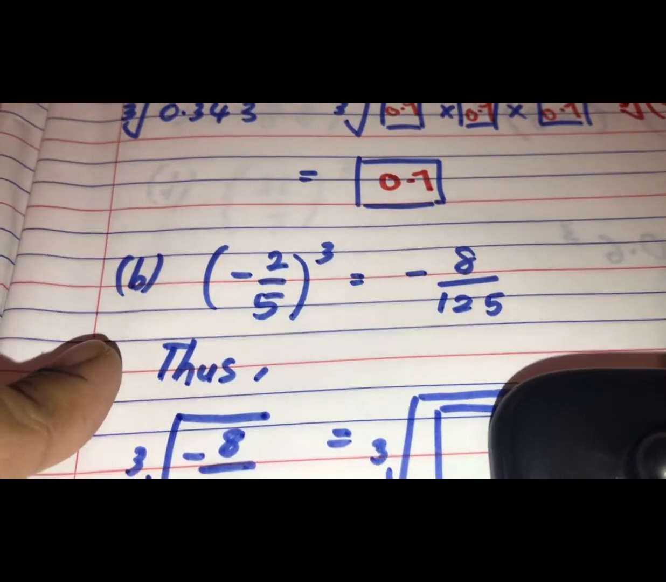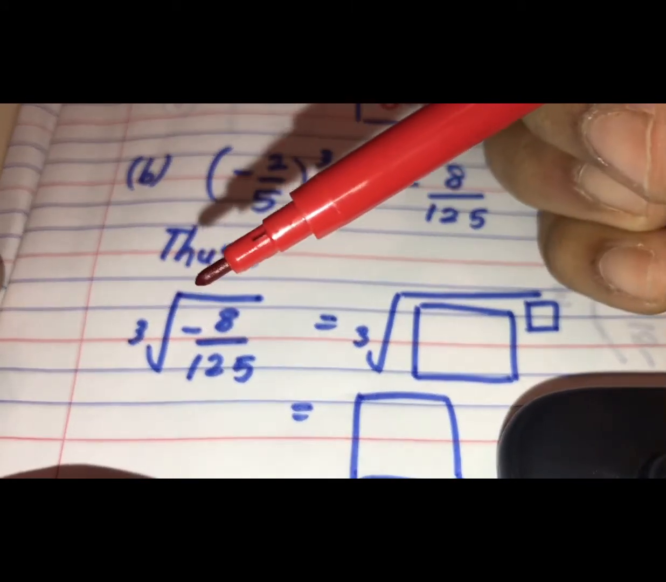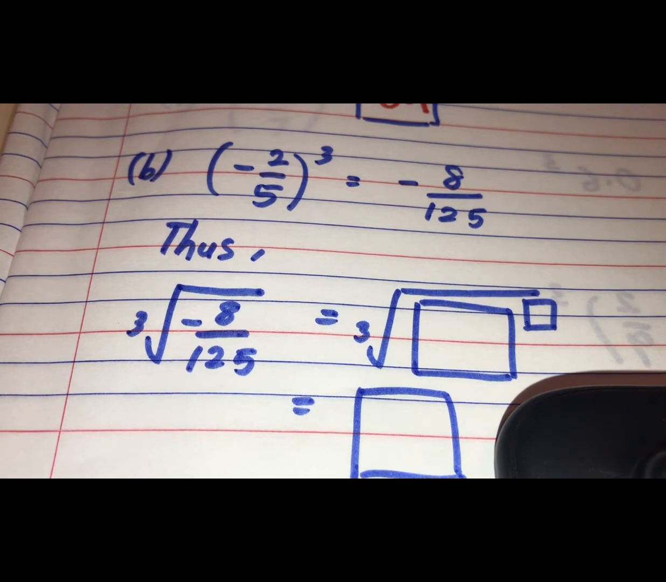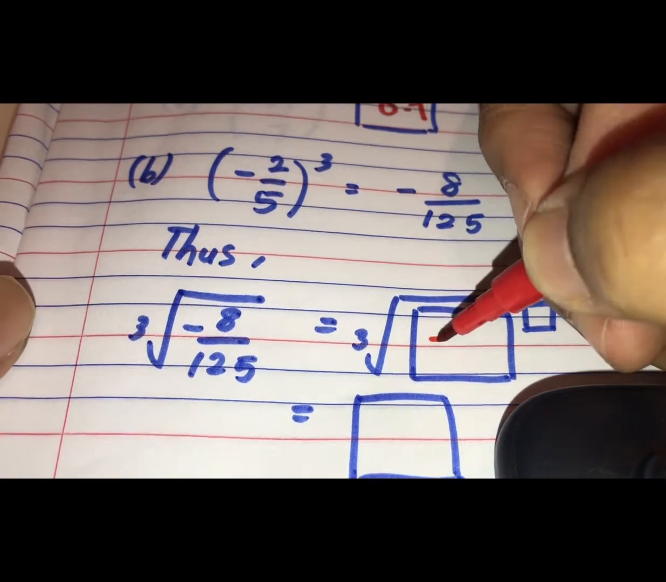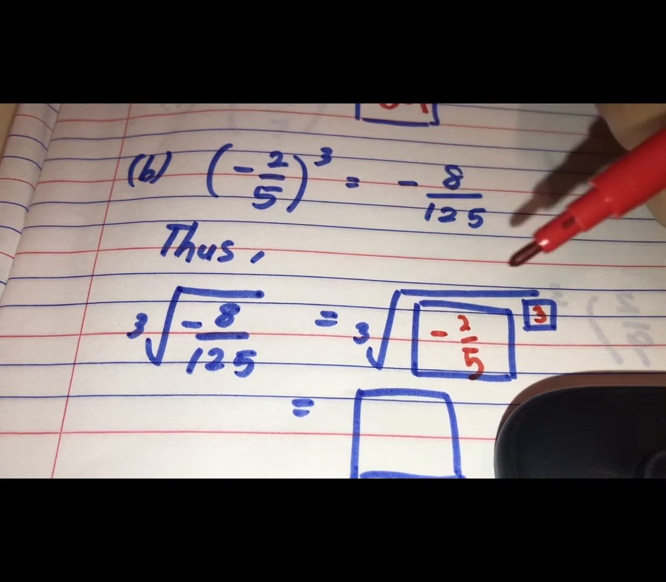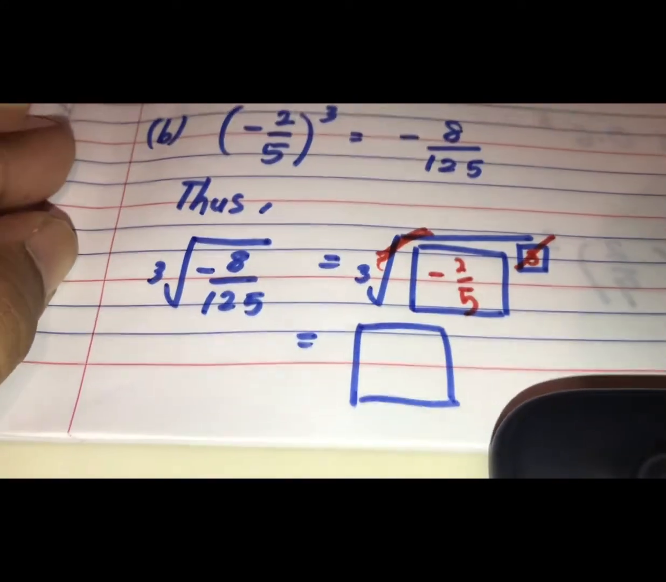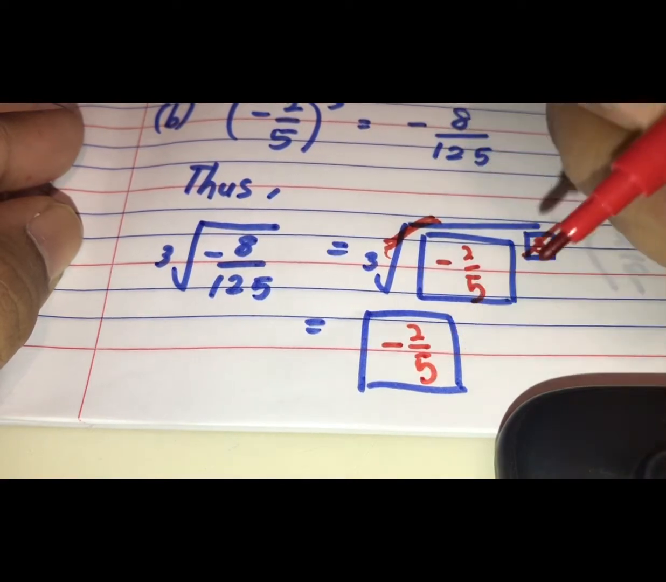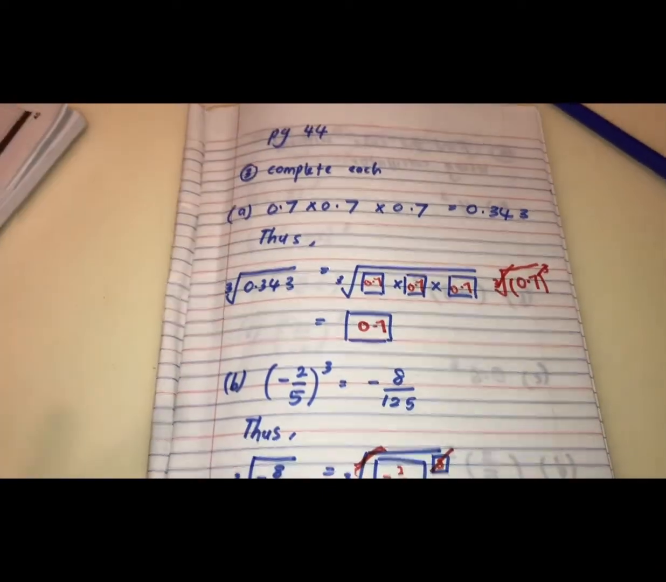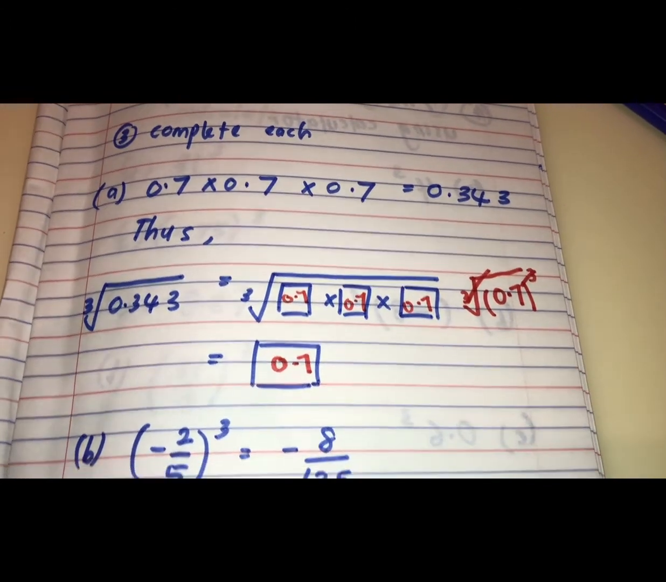Next, (-2/5) cube equals -8/125. So cube root of -8/125 equals (-2/5) cube. That means -2/5 times -2/5 times -2/5. And then this cube root and cube, you can cancel. So the answer is just -2/5. Finish. So this is the answer for page 44. Page 44 of your workbook, 3A and then 3B.